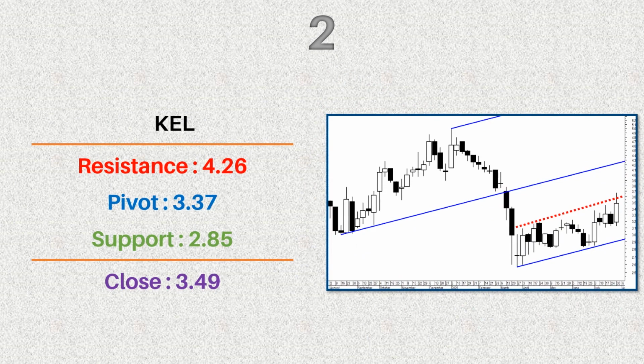The K Electric closed at 3.49 level on July 30, 2020. The closing is above the weekly pivot level of 3.37. The weekly resistance and support levels are at 4.26 and 2.85 respectively. Technically, it is trading within a channel. The stock attempted to challenge the upper channel line, but failed due to profit taking by the traders. Ability to close above this channel line may push the stock towards resistance zone.